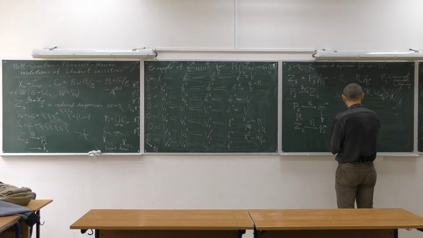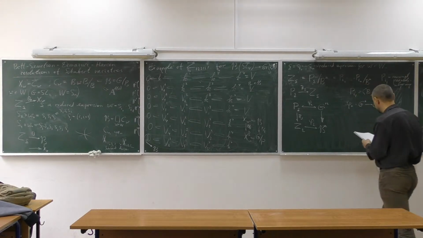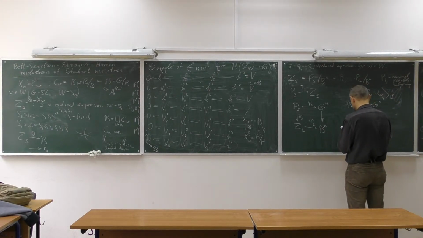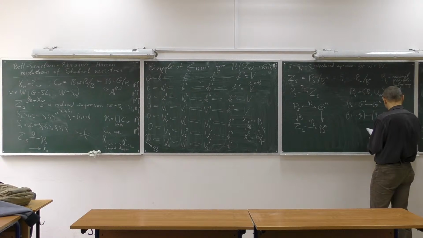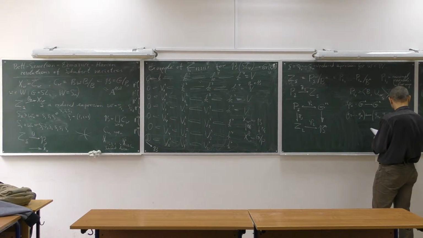So phi_n is a map from the nth power of my group to itself, and it works like this. (g1, and so on, gn) goes to some partial products. So it goes to g1, and then g1 g2, and so on, and then g1 g2 up to g_{n-1} g_n.